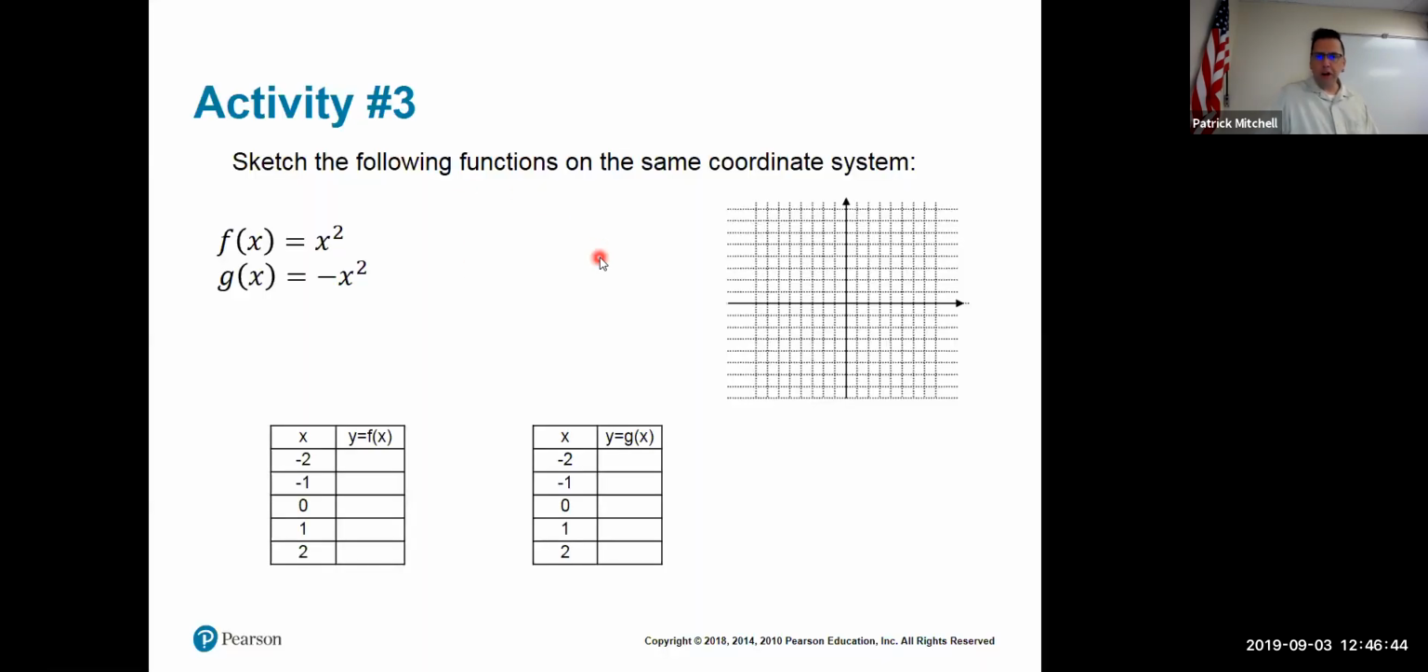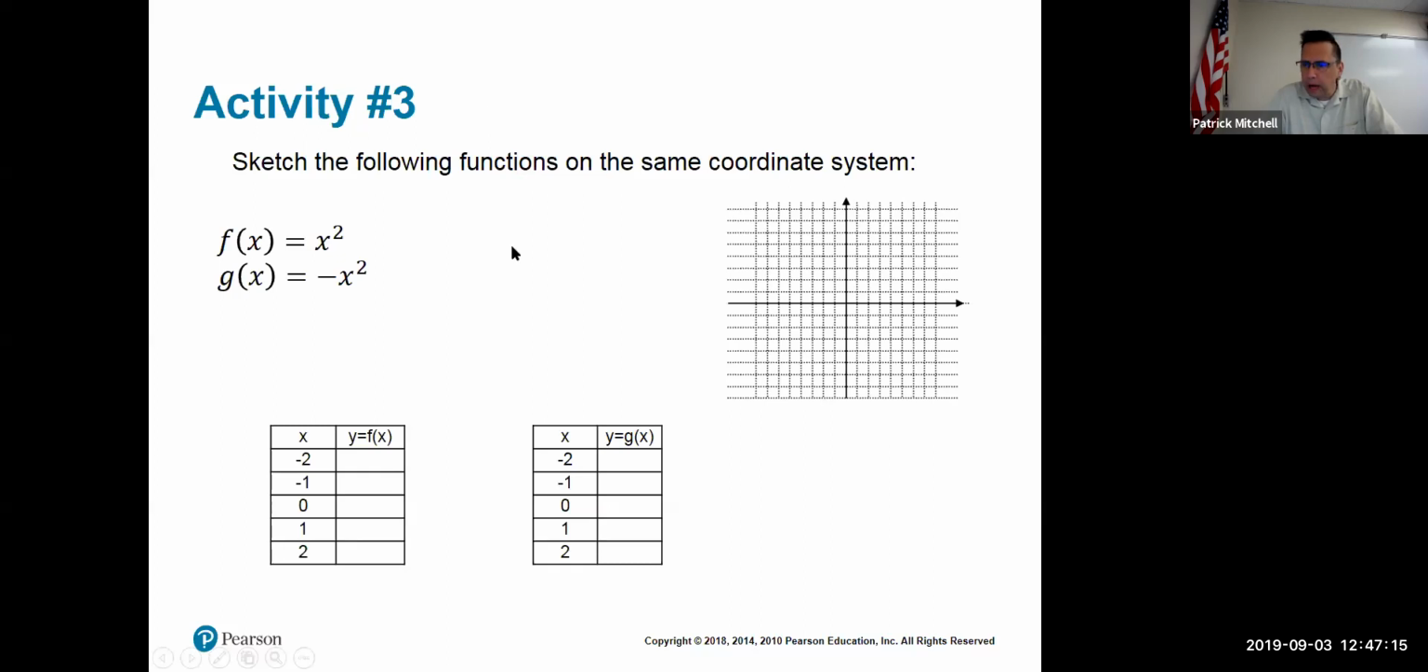All right, for our third activity, it's the same kind of thing, only 2 functions this time. You have f of x equals x squared, and g of x equals the opposite of x squared. So I'm going to ask you to pause the video and graph those 2, and then we will compare notes. Okay.